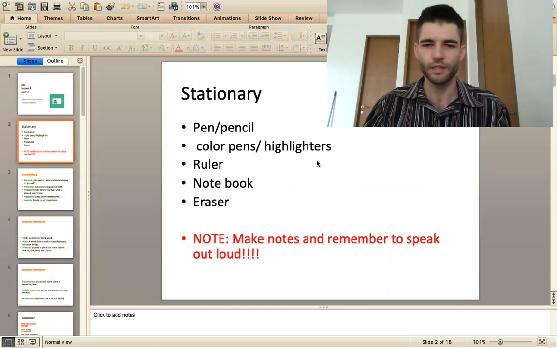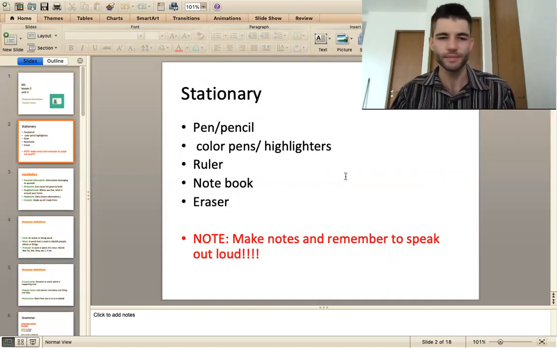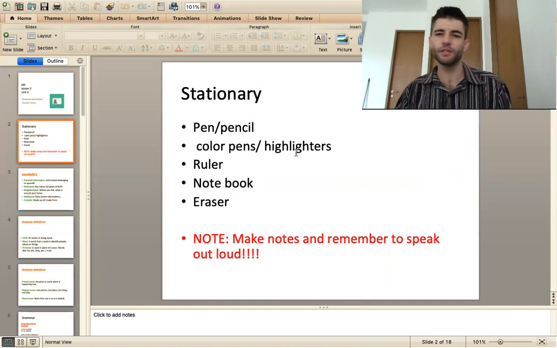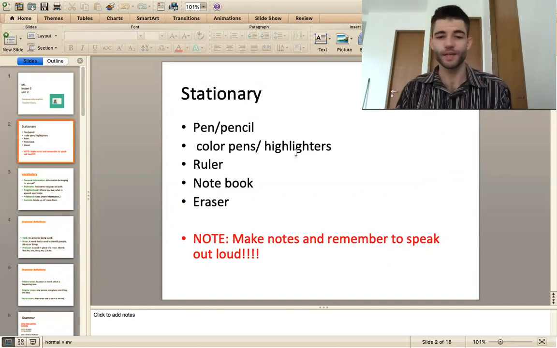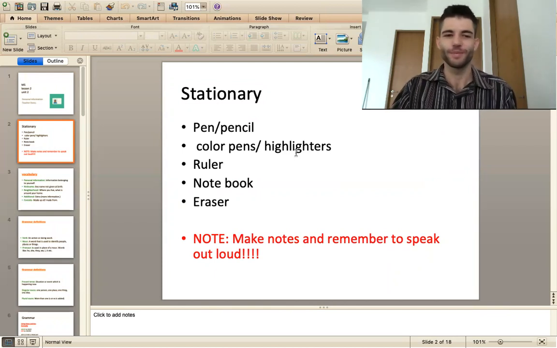First of all, let's take a look at our stationery that we might need. So the stationery that we might need today might be a pen or pencil, color pens, highlighters, rulers, a notebook, and eraser. But it's up to you what you would like to use for your notes. But very important is the note at the bottom in red, which says make notes and remember to speak out loud. So I will often remind you again, because this is conversation and we would like to practice speaking and we would like to hear how we sound when we speak.